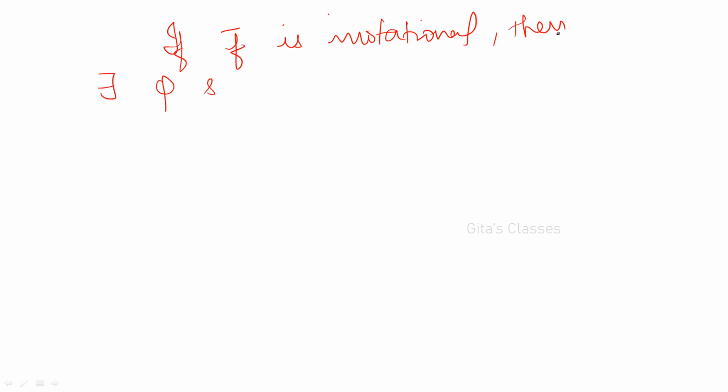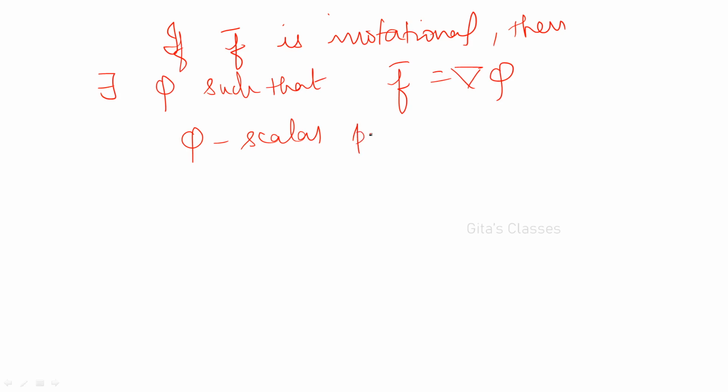And one more important point: if the vector f bar is irrotational, definitely there exists a function phi such that f bar is equal to del phi. Phi is called the scalar potential of the vector. Phi is called the scalar potential. So this is very important.